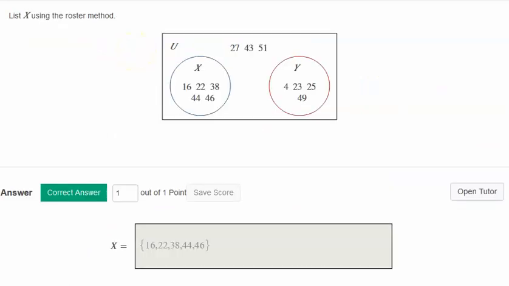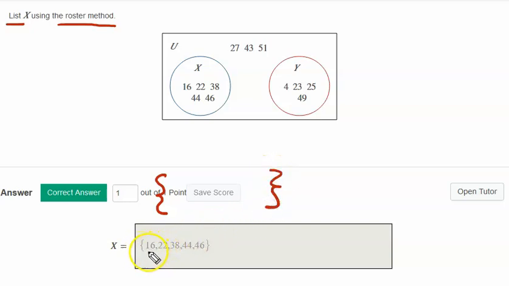Now here we have a Venn diagram with the sets indicated through illustration. What are they asking? List set X using the roster method. So here it is critical that you put in your brace and just list the members of set X.